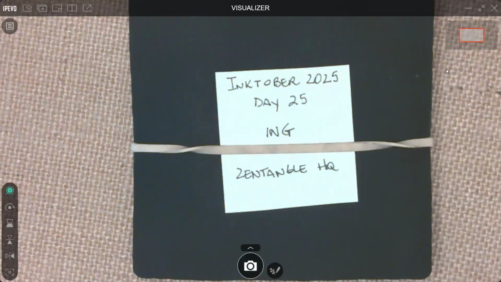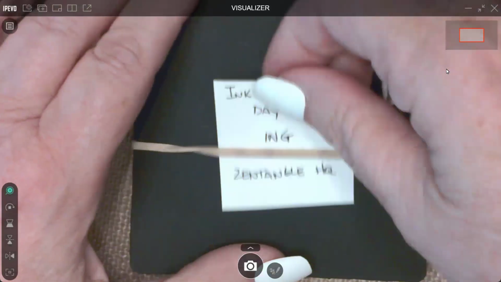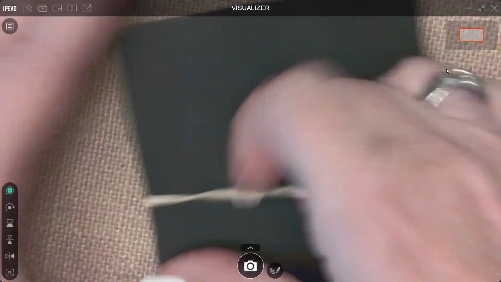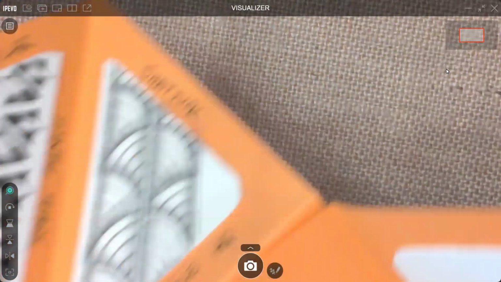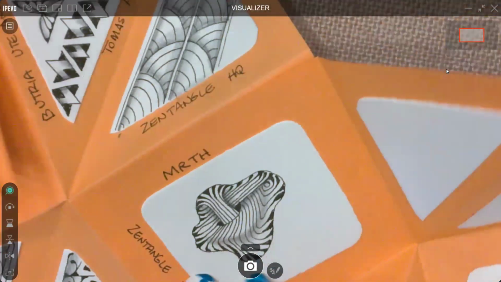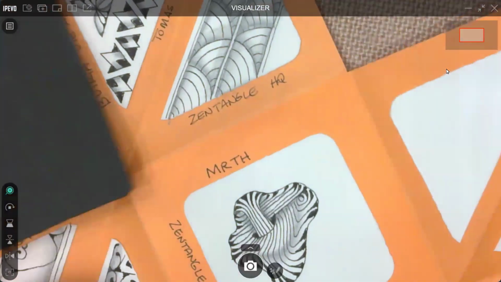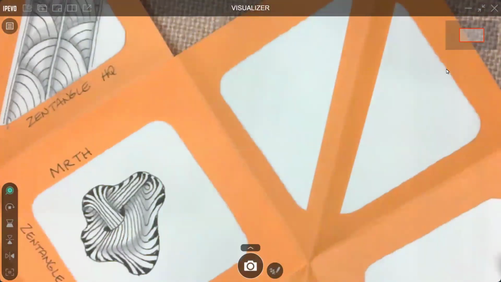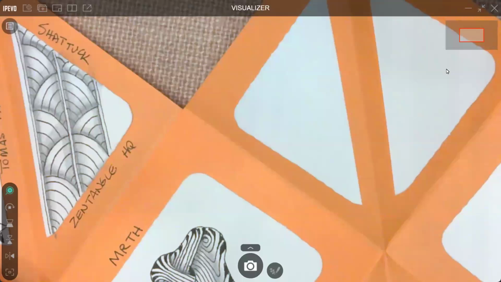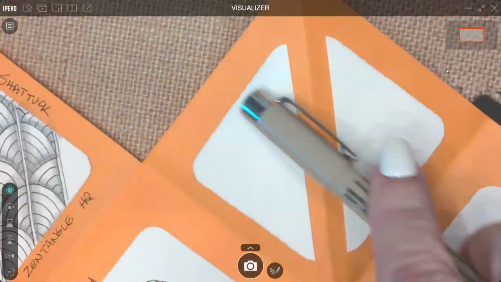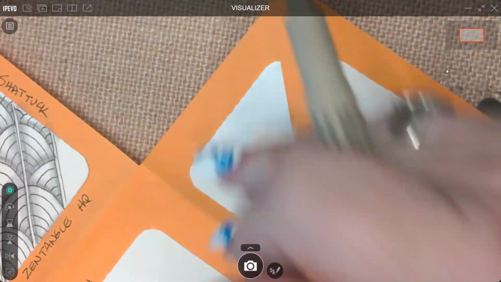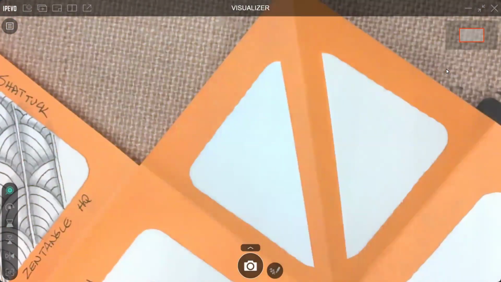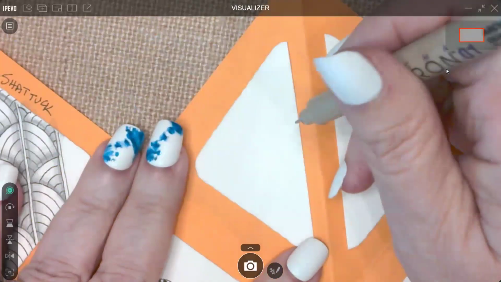Today we are going to be looking at the tangle Ing, which is by Zentangle Headquarters. So let's find ourselves a nice little spot, however you're choosing to do yours. I am going to use this spot here. Ing is very much a vertical tangle, so we need to have some space for this.